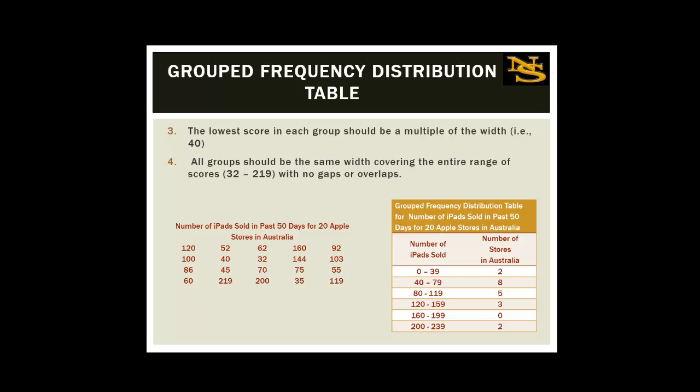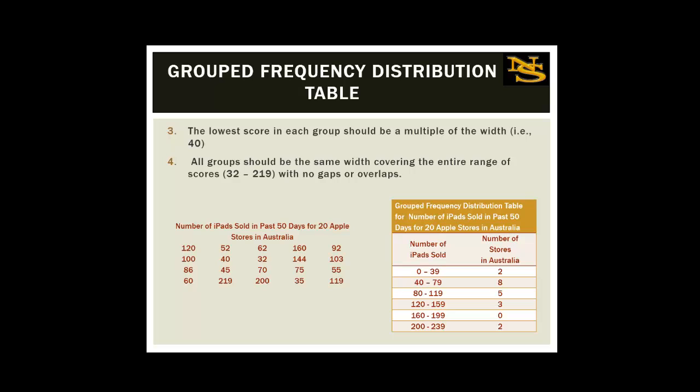And then I stop at 200 because I think about it, okay, 200 to just below 240 would be 239. That's going to capture 219. So once I've got the low end of each different group, I'm going to go up to the top and insert the high end of each one of my groups. And the easiest way to do that is to just think, okay, what's the number just below the low end of the next group? So what's just below 40?